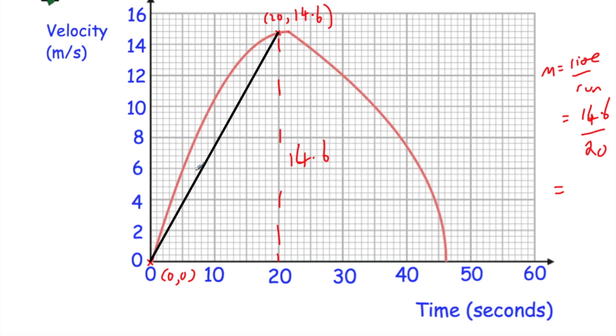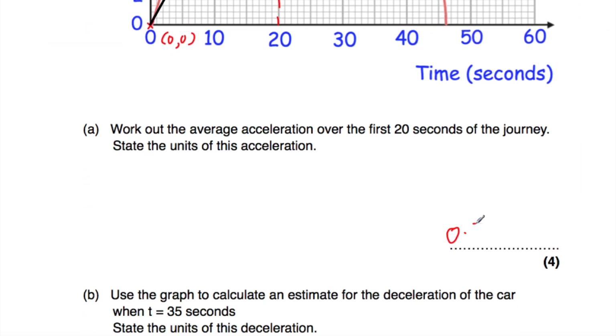So if we do 14.6 divided by 20, that's equal to 0.73. So the gradient of this chord is 0.73. That means our answer would be 0.73.